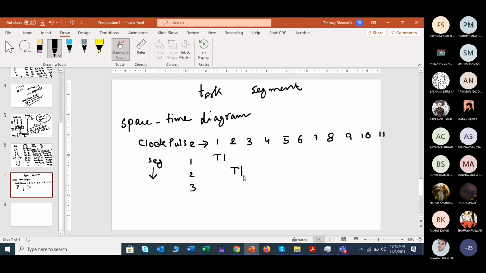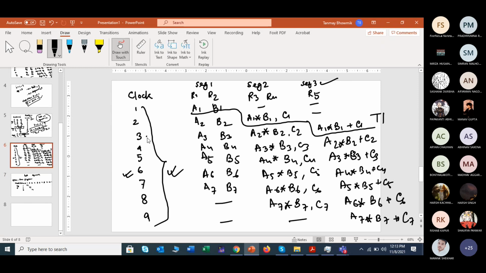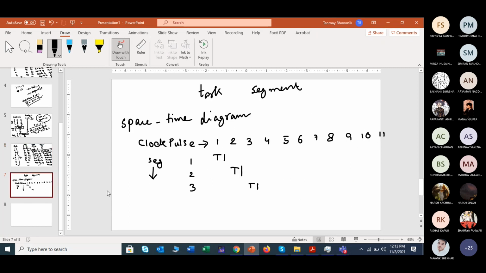Second segment, second section of your task has been continued, and on the third segment, third pulse, your task 1 has been completed. Again, you can match it from here: third segment and third pulse. I hope you can visualize the thing. So at the same time, when in the second segment, second pulse, task 1 is continued, your first segment will start task 2.